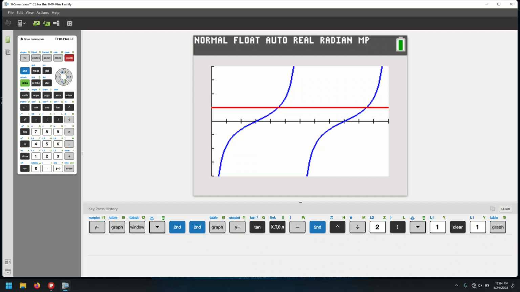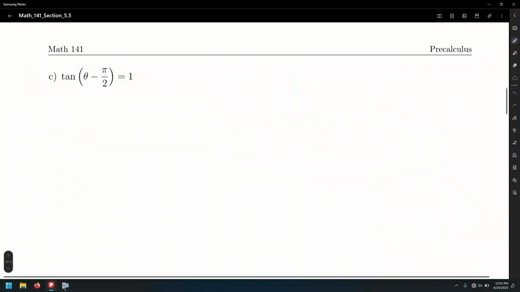Two. That's because we have two points of intersection between the horizontal line y equals 1 and the tangent function of theta minus pi over 2. Okay, let's go about this. First things first, I know this tangent function is a composite function, because it's not just tangent of theta or tangent of x. It has a little more than just that.